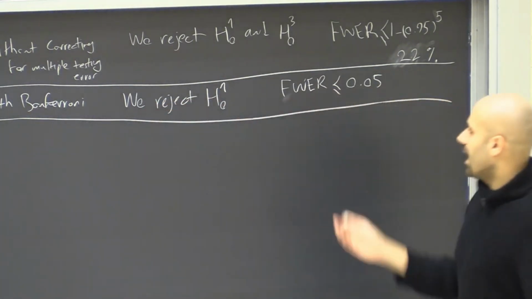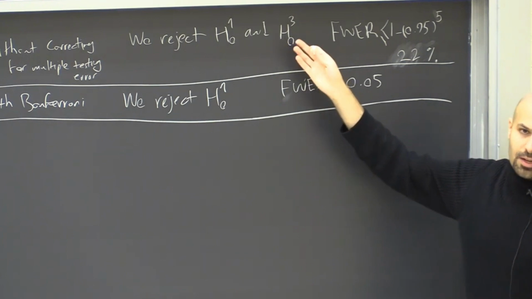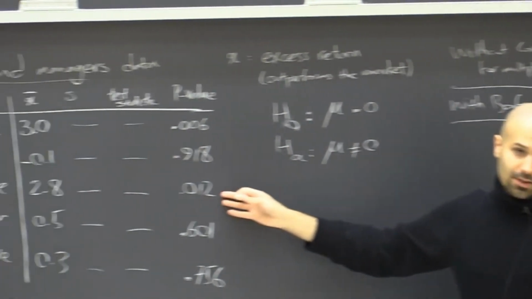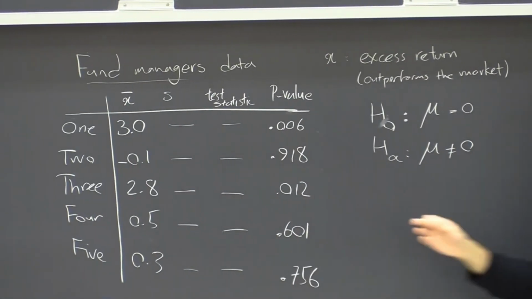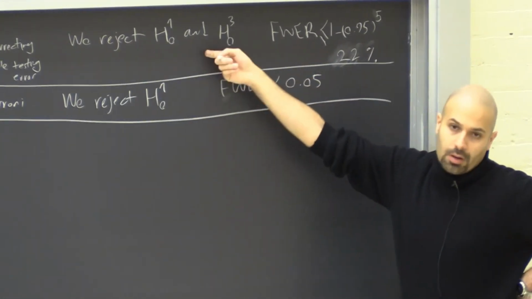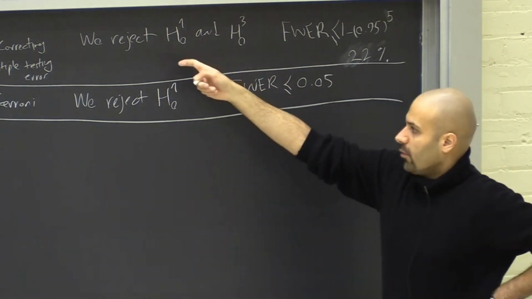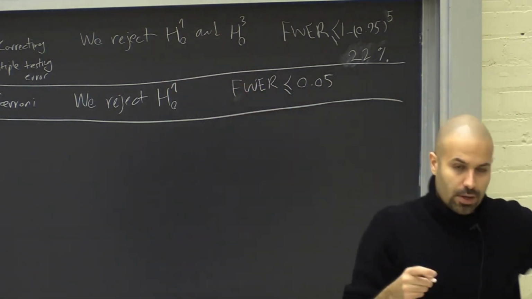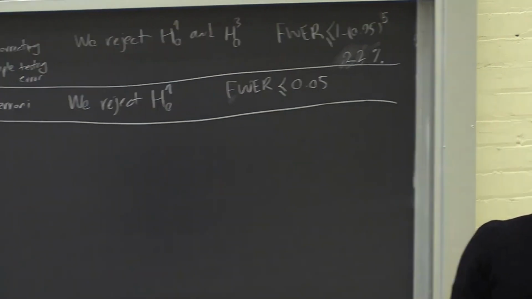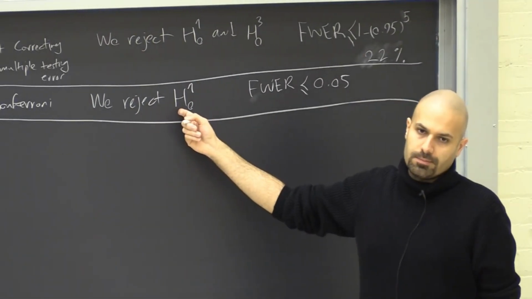But there is one downside to this guarantee. The downside is that for fund manager 3, we failed to reject the null hypothesis. So when we correct for multiple hypothesis testing, it's normal that we will have fewer discoveries. Whenever we reject the null hypothesis, quote unquote, we're making a discovery. Here, out of 5, we had 2 discoveries. Here, we only had 1 discovery.